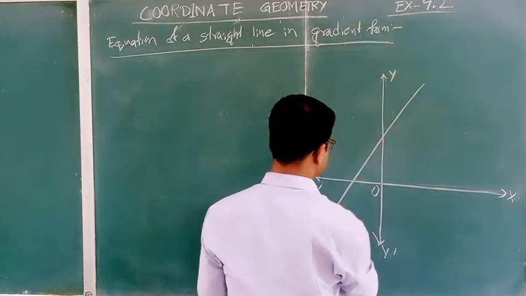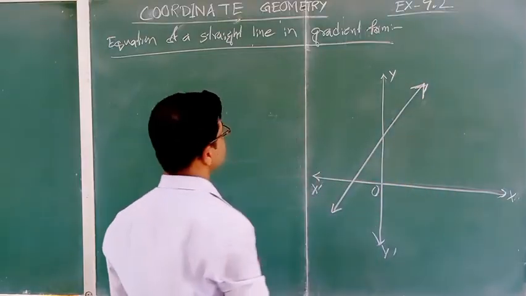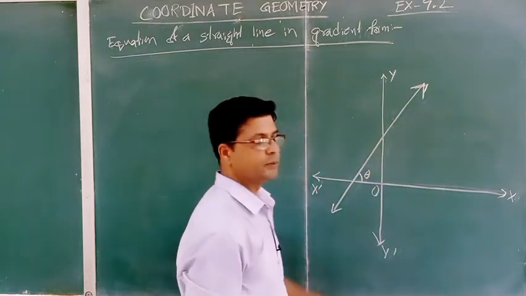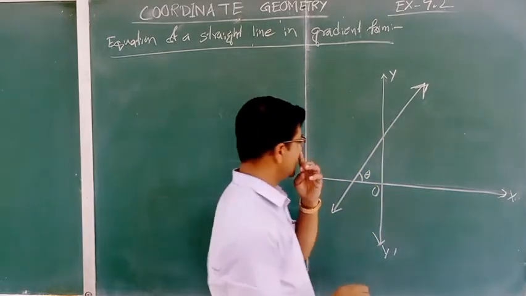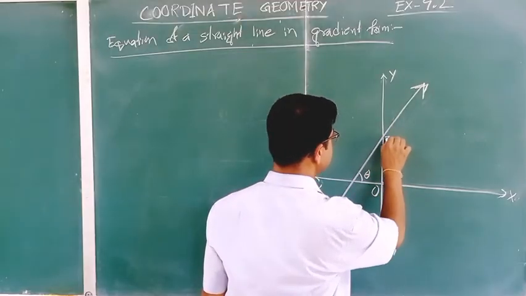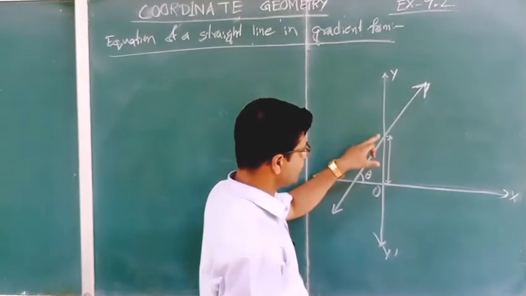Let us draw any straight line. We want to find the equation of the straight line. Here we know the inclination, so we can easily find the slope or the gradient. This is the y-axis, and this straight line cuts or intersects the y-axis at this point.